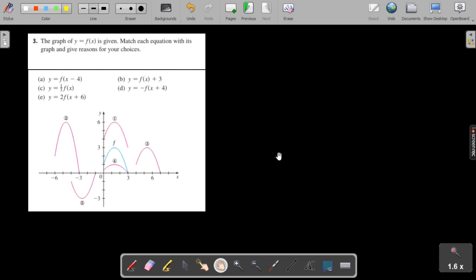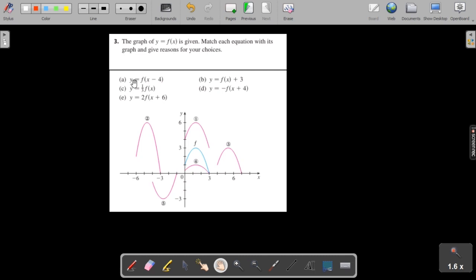Welcome to the question. So the question says we're given an original graph f of x and we're supposed to match each of the equations with a graph and give reasons. So the reasons will just be explaining what happened to f essentially. So let's start with a. I'm just going to center this.